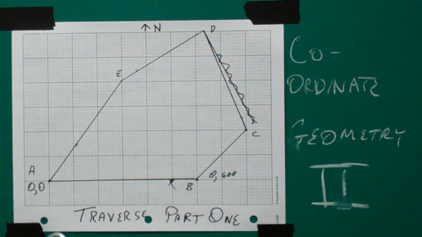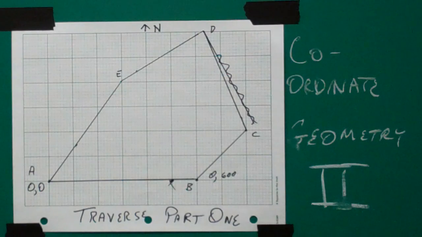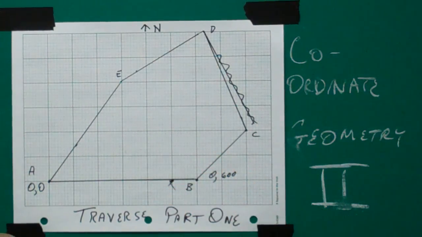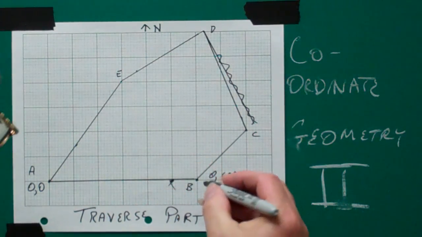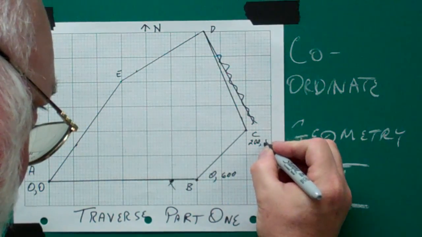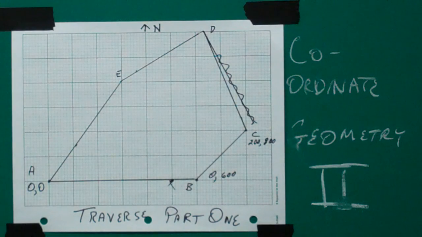So now, from there, we go north 45 degrees east, 282.84 feet to point C. Cosine of 45, amazingly enough, is 1.4 something, and the sine is also the same thing, that's 1.4. So we know we're adding 200 both ways, to the northing and to the easting. So we have 200 and 800. So far so good.